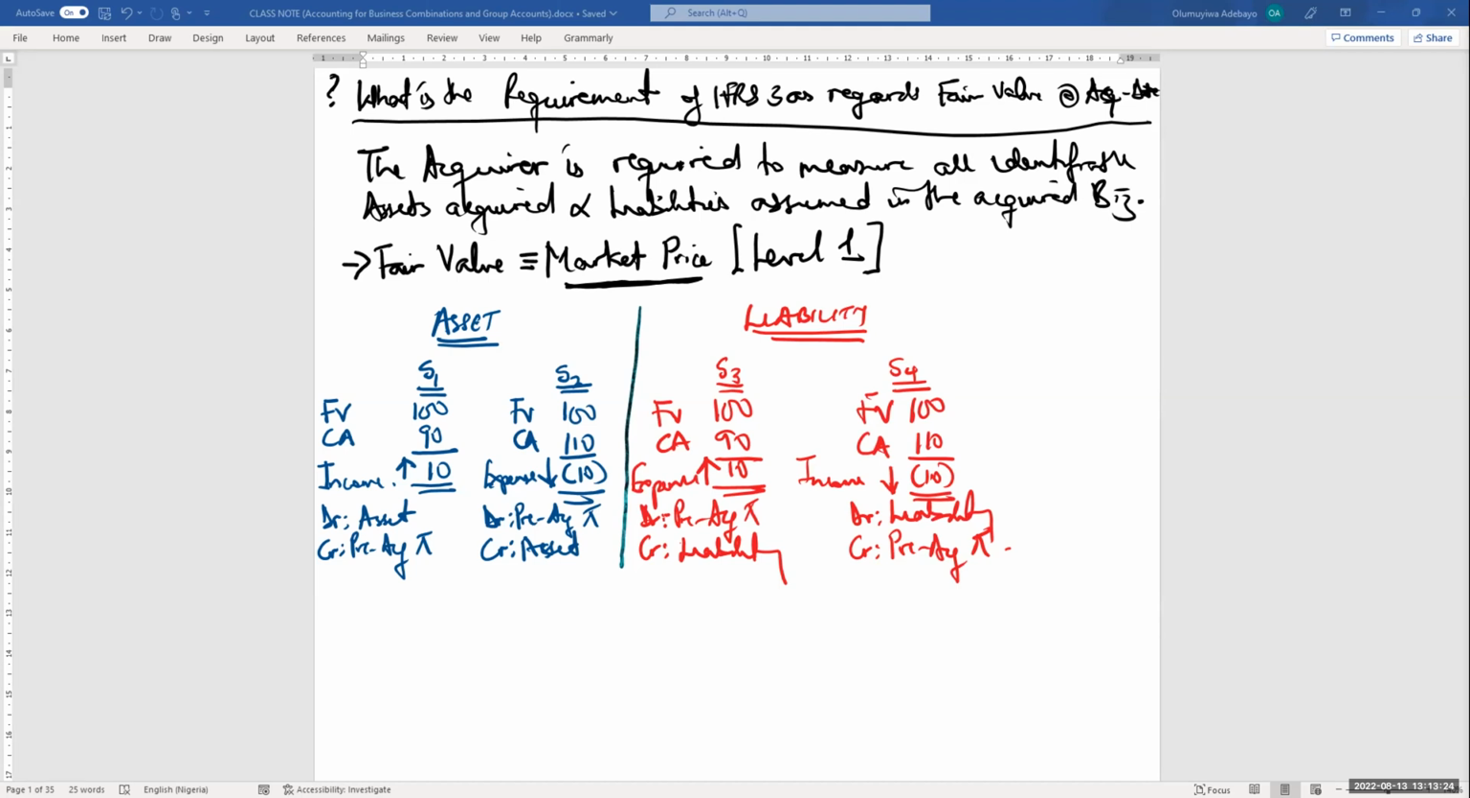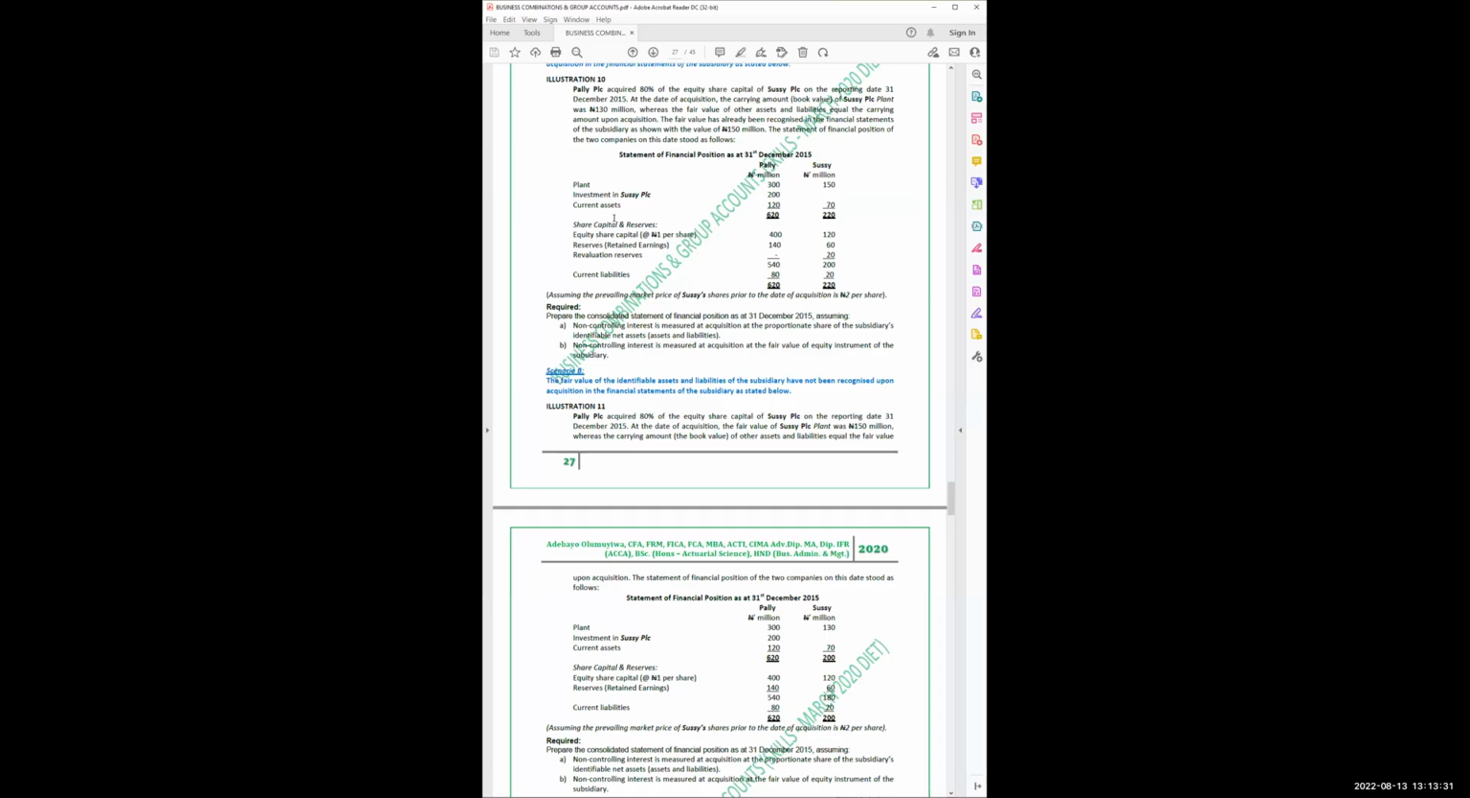We are not seeing the question, sir. Okay, let me switch. Yeah, sorry. Now, illustration 10 and 11 are the same question. But the difference is that in illustration 10, the accounting policy of the company with respect to plant, which is an item of property, plant, and equipment, is the revaluation method. As a result of that, the fair value adjustment is also reflected directly in the financial statement of the subsidiary.